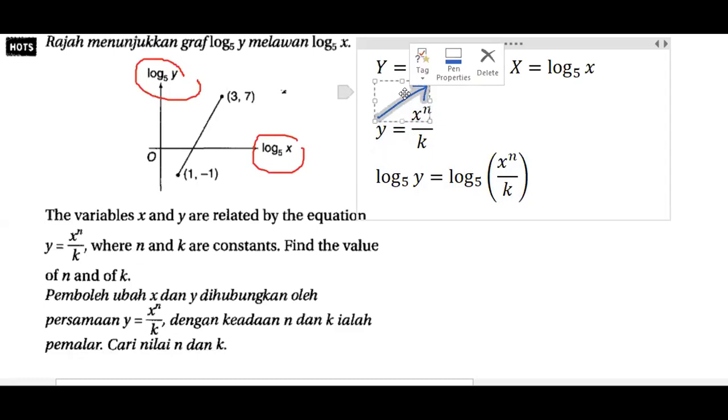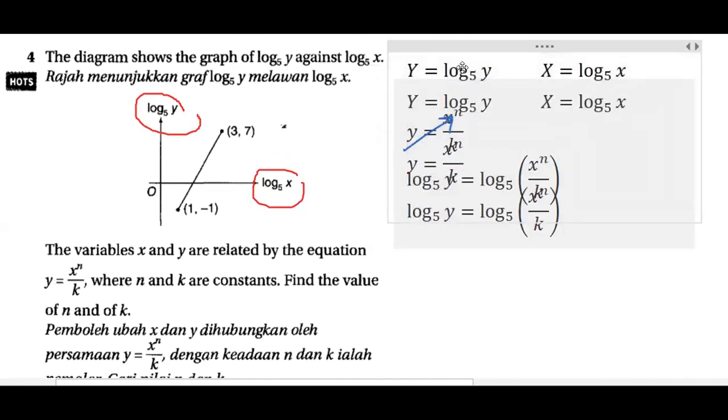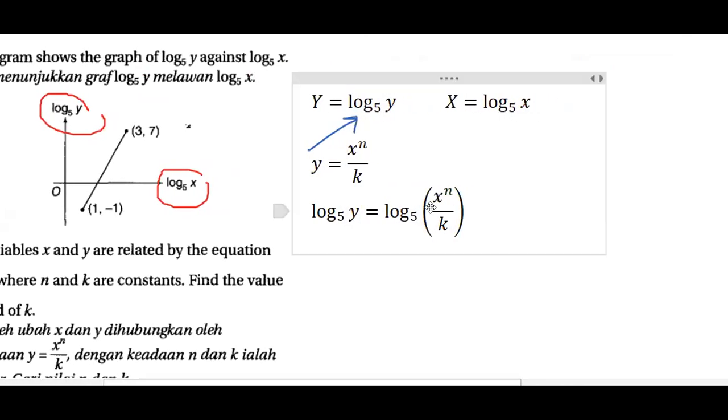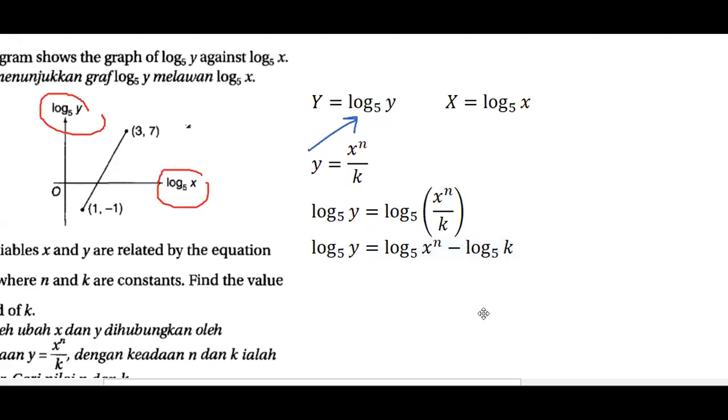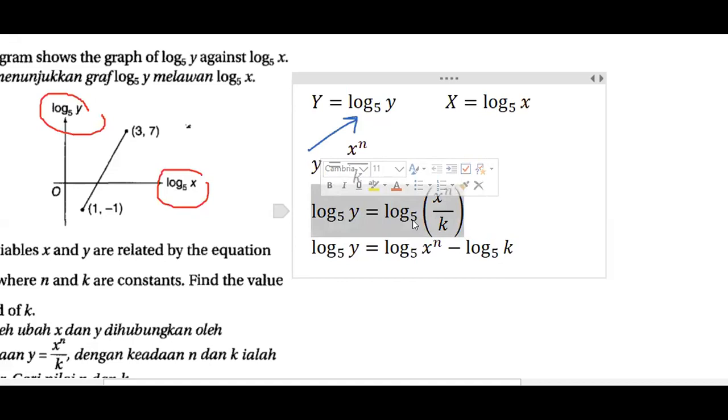Ikut graph kamu. Okay, so sekarang saya nak pindah sikit. Okay, so sekarang ini bahagi. Bahagi maksudnya apa? Divide means what? Minus, correct. So x kuasa n tolak log 5k. Is it still linear? Macam tak linear lagi ni. Ini ada satu n. So macam mana? Kuasa boleh pindah mana? Explain lagi boleh ke? You nak explain start dari mana? From here ke? From the log?